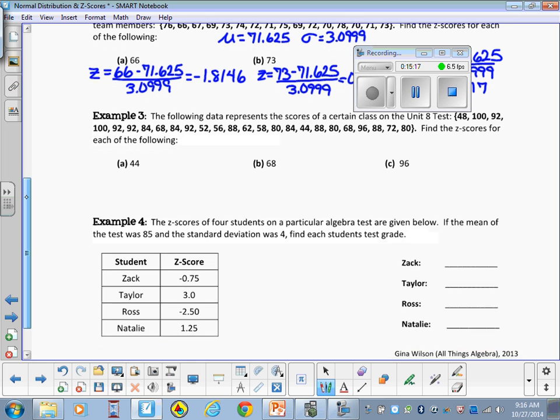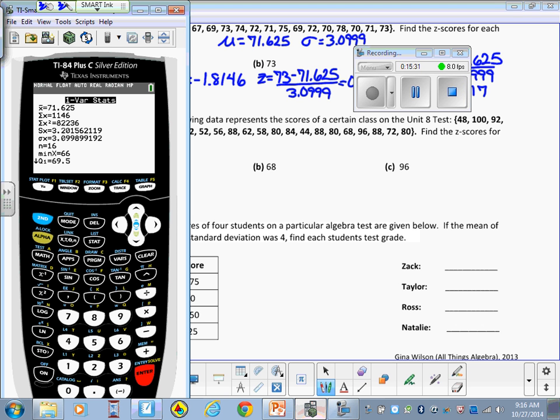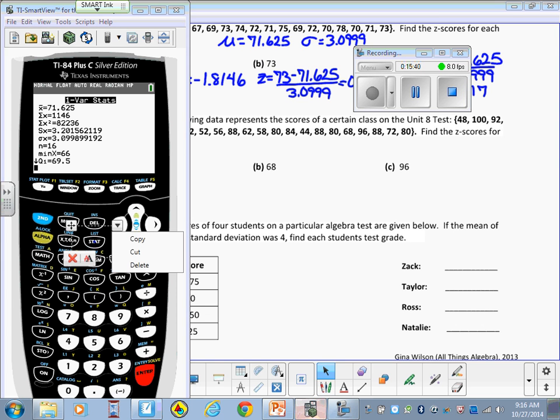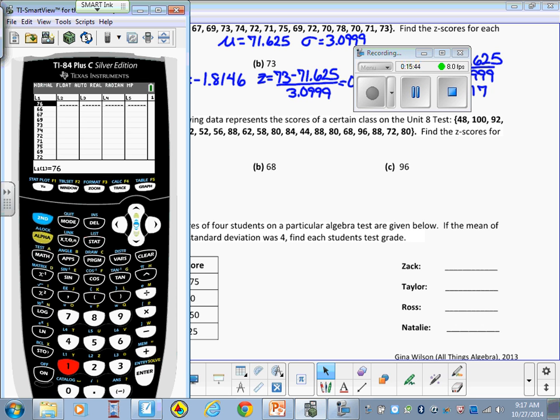Let's look at another example here. Data represents the scores in a certain class on the Unit 8 test. Find the z-scores. Oh my goodness. Alrighty, well, gotta find that mean and gotta find that standard deviation. So stat. Tell the smartboard to stop writing. Stat, Edit. Arrow to the header. Clear, enter to clear out the last set.